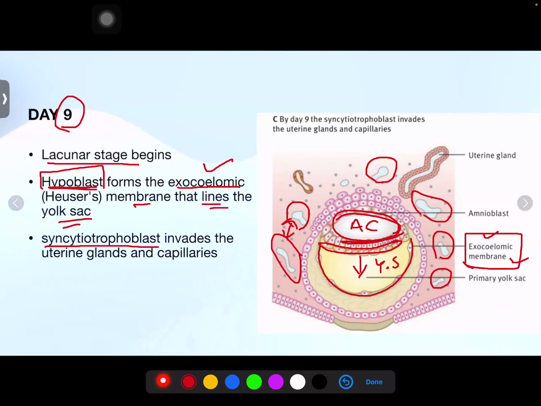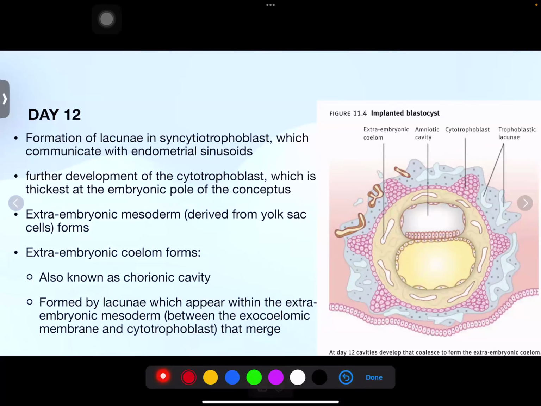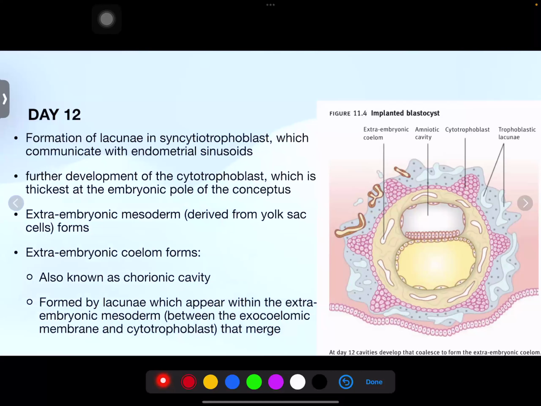And now the syncytial trophoblasts are invading the uterine glands and capillaries. So these are the uterine glands. The trophoblasts have to enter into the glands. So that was about day 9. Now day 12. Now day 12 is very important.